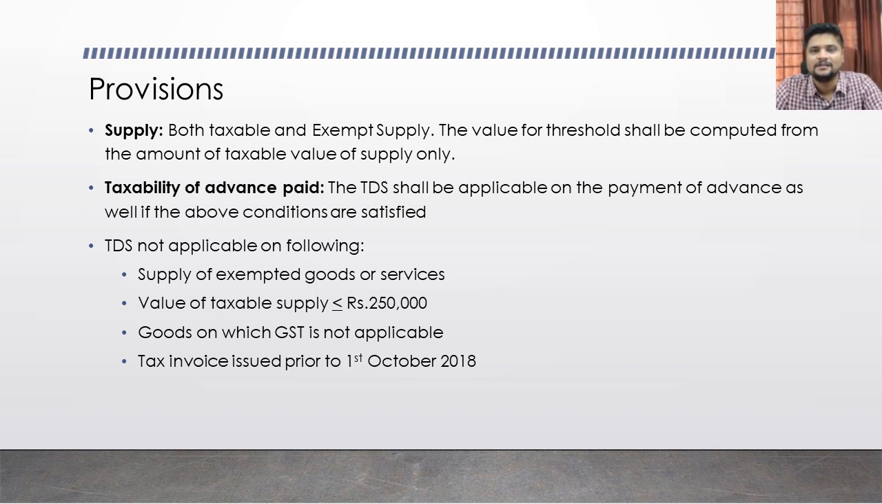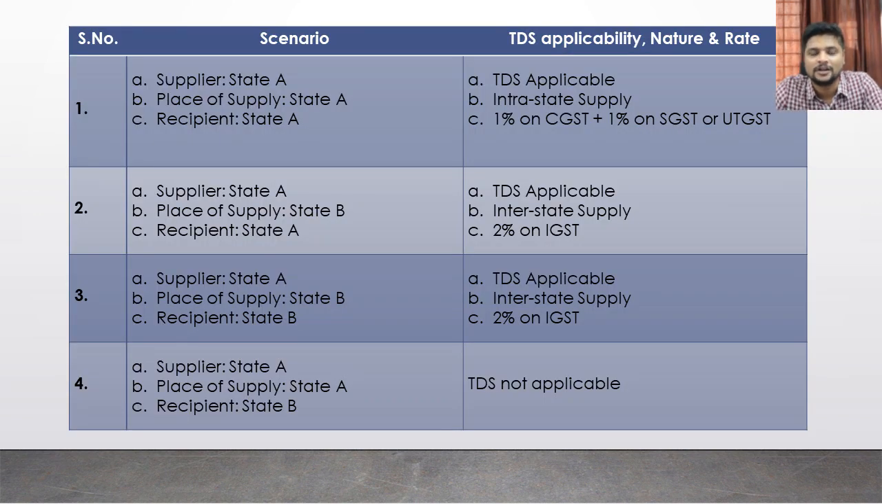Apart from that, there is a certain scenario for which TDS will not apply. Let us discuss 4 types of scenarios and the TDS applicability on those scenarios. First scenario is, the supplier is in state A. Supplier is in one state, recipient is in the same state, and the place of supply is also in the same state. All the 3 items are in the same state.